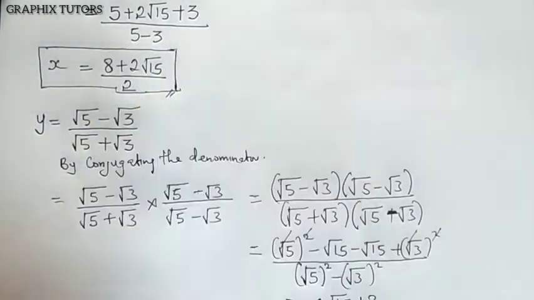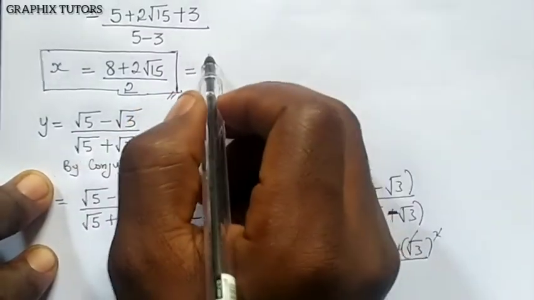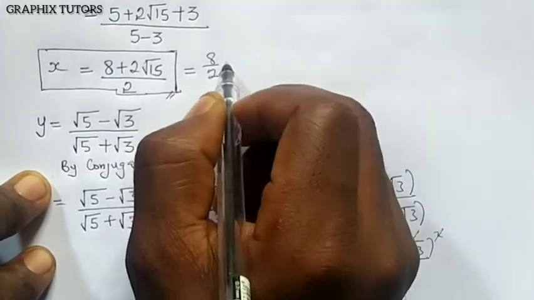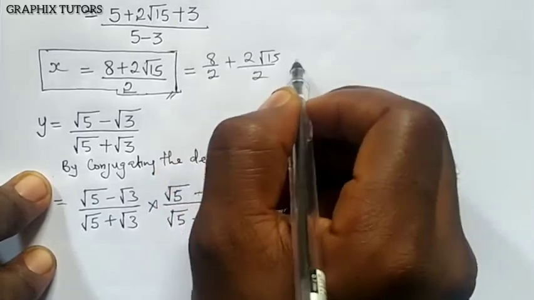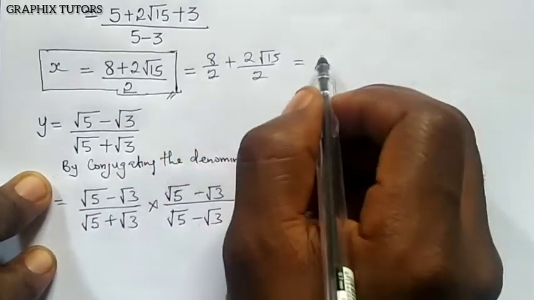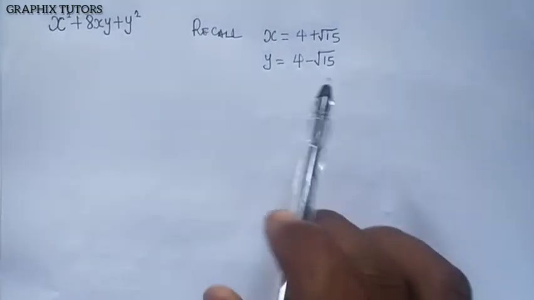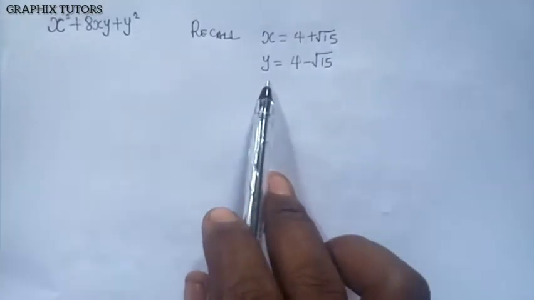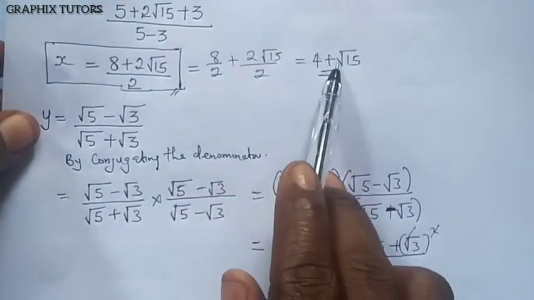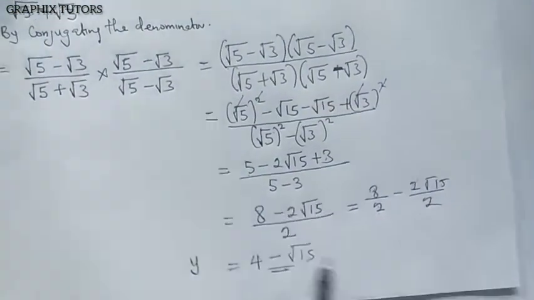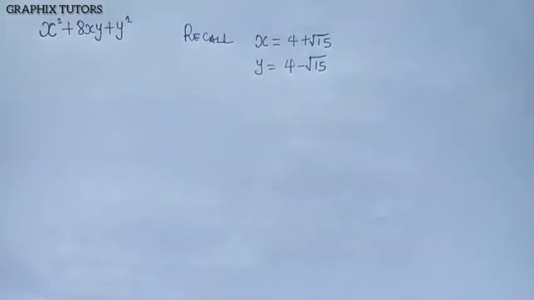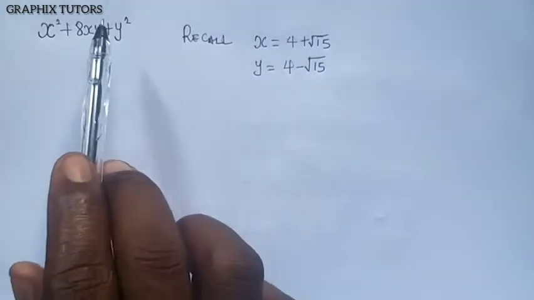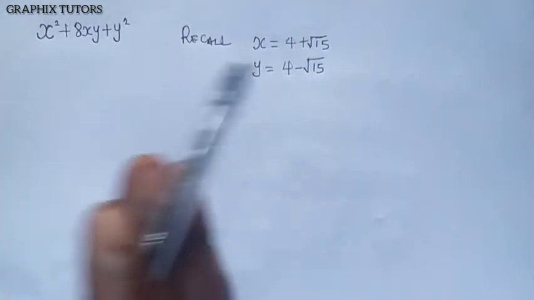The same happens here also. We have 8 over 2 plus 2 root 15 over 2, and that will give me 8 over 2, which is 4. If I input x and y, just like we calculated earlier, our x is 4 plus root 15 and our y is 4 minus root 15. To avoid making it too big and cumbersome, I'll take them one after the other.